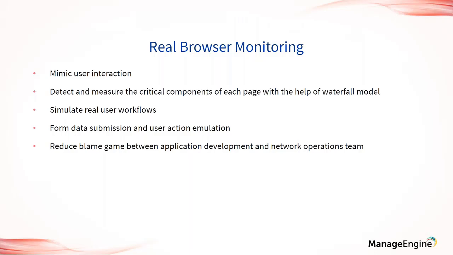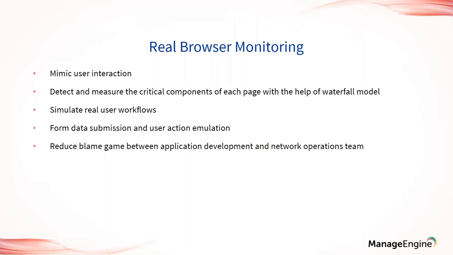Real browser monitoring facilitates end user experience monitoring, which gives you a glimpse of the performance of your website from a global perspective. You can in fact simulate your real user complex workflows, perform form data submission and user action emulation. So they reduce the blame game between the application development and network operations teams. What do I mean by this? When your website is not available, we usually check with the product developers to find if there is any issue with the web server or SQL DBs. However, what if there is a network latency because of which your application is not accessible?